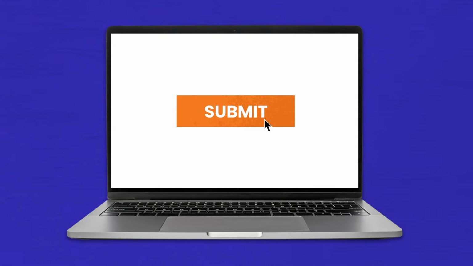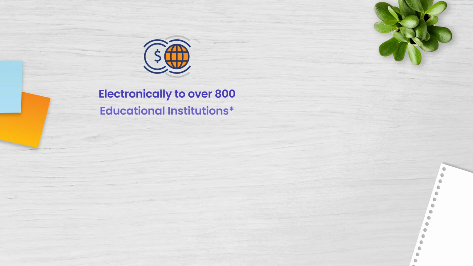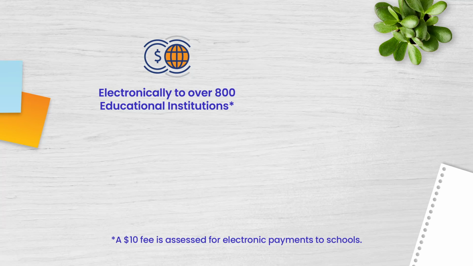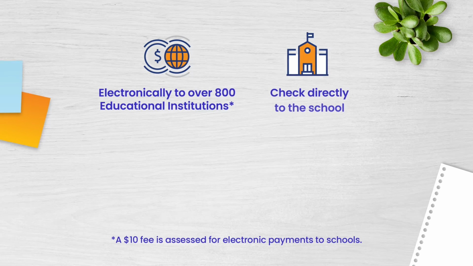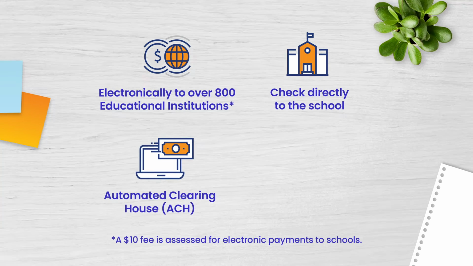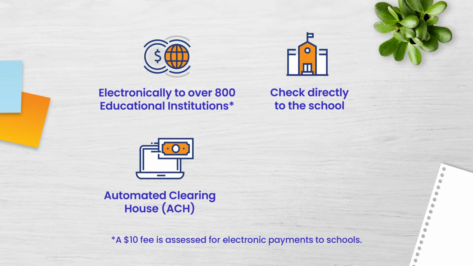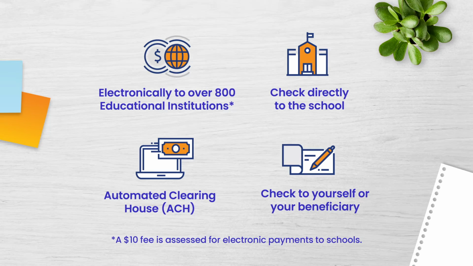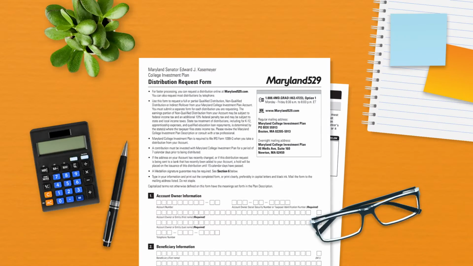Now it's time for you to choose how you want the funds to be distributed. Your distribution can be sent electronically to over 800 educational institutions, or in the form of a check mailed directly to the school. It can also be sent electronically by Automated Clearinghouse, ACH, or by having a check mailed to yourself, the account owner, or your beneficiary. You can also complete the distribution request form that can be found in the account owner section of the Maryland 529 website and mail it back to us.